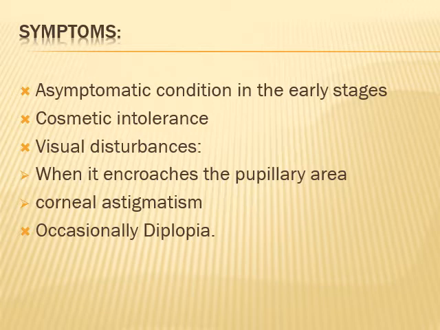Visual disturbances can occur if the pterygium is encroaching over the pupillary area, or there can be corneal astigmatism induced by fibrosis in the regressive stage. There can also be occasional diplopia, but that is rare, and it occurs when there is involvement of the ocular muscles, which leads to limitation of ocular movements.